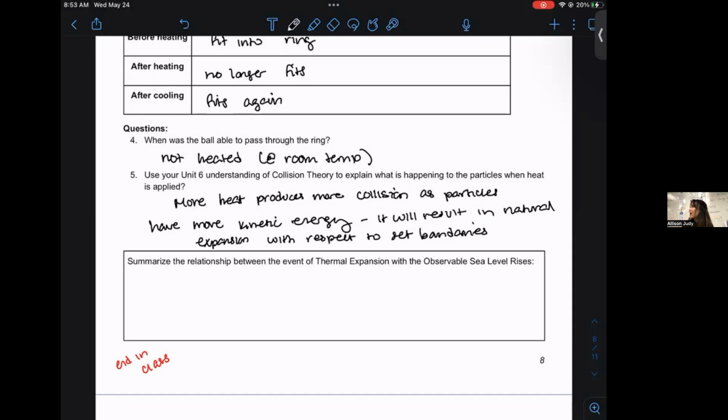Anyone kind of have like a little summary, even if it's not perfect, even if it's just part of it? Yeah.